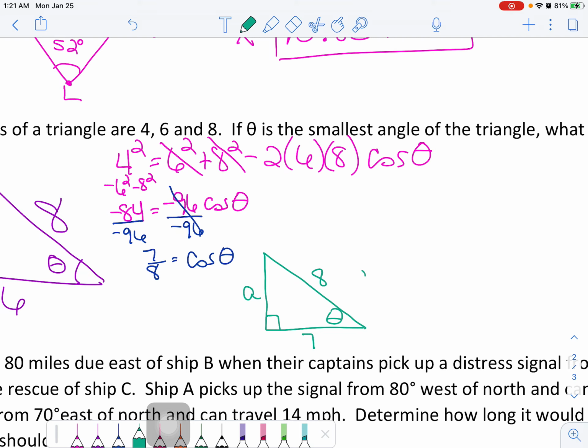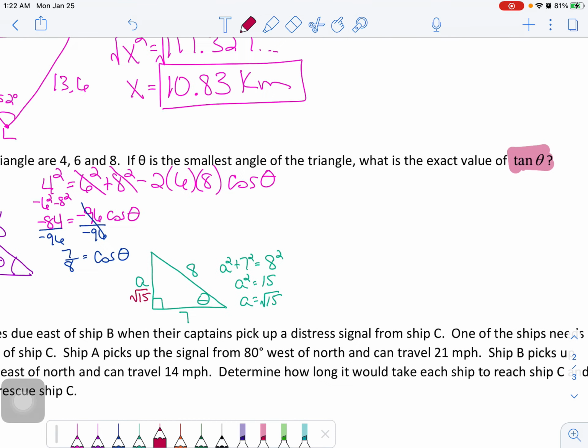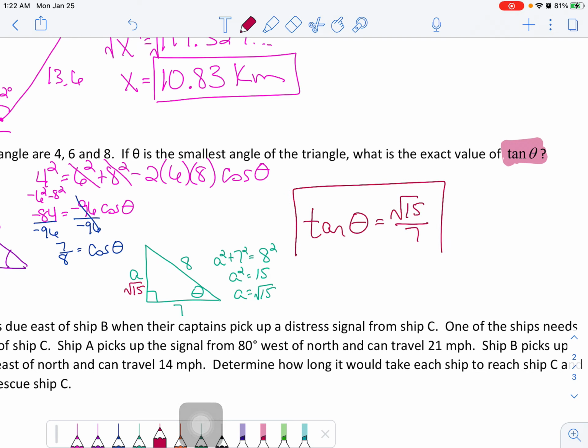All right. So Pythagorean Theorem says A squared plus 7 squared is equal to the hypotenuse squared. So if I do 8 squared minus 7 squared, that's 15. So A is equal to the square root of 15. Now, what I'm looking for, again, I want the tangent of theta. Well, now that I have the right triangle, I can say that the tangent of theta is the opposite over the adjacent. So root 15 over 7. And that is the exact value.